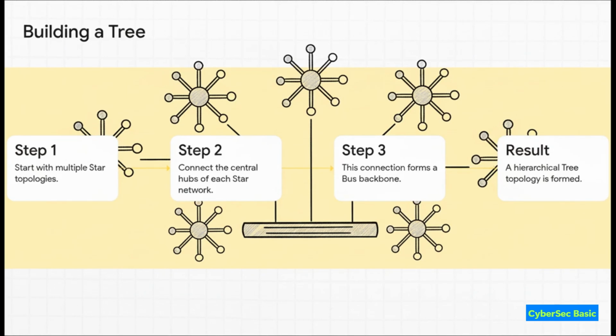So you start with a bunch of individual star networks, right? Each one has its own central hub. Then you connect all of those hubs together using a bus topology as a central backbone. And what you end up with is this hierarchical, tree-like structure that actually combines the strengths and, to be fair, the weaknesses of both the star and the bus designs.